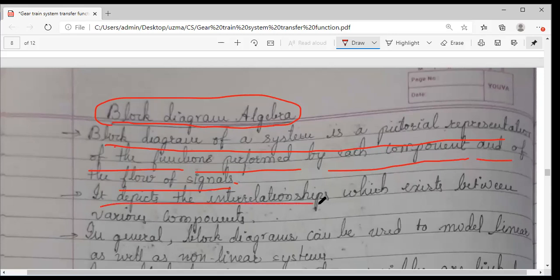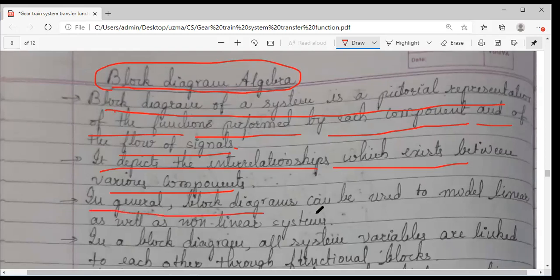So it depicts the interrelationships which exist between various components. So you can know which components are connected together, which are not connected, which are indirectly connected. You can get the overall idea if you look at a block diagram of any particular system.